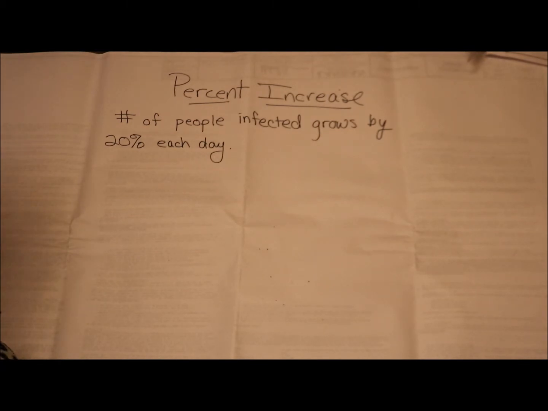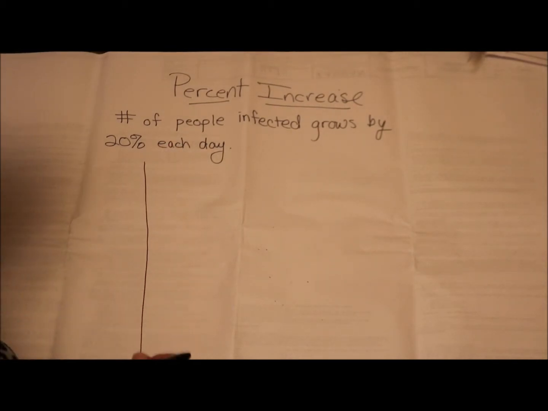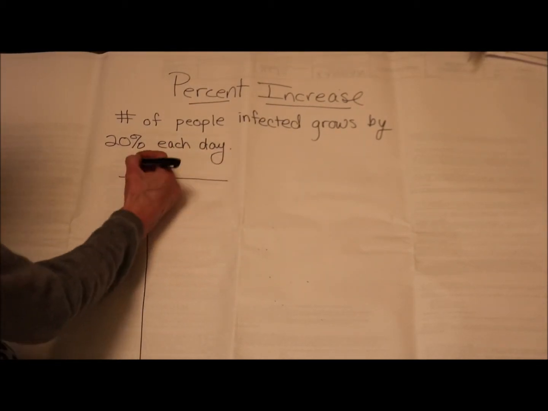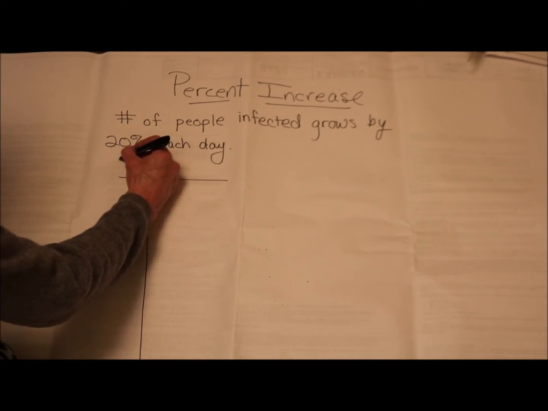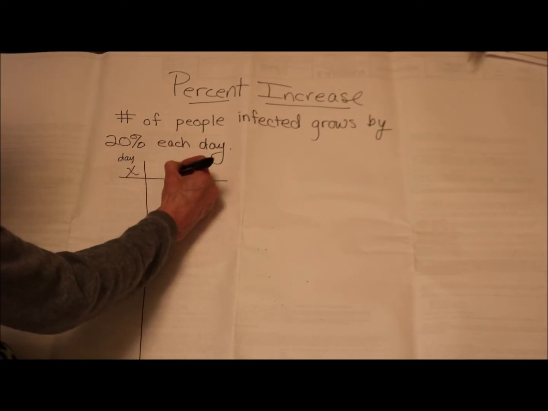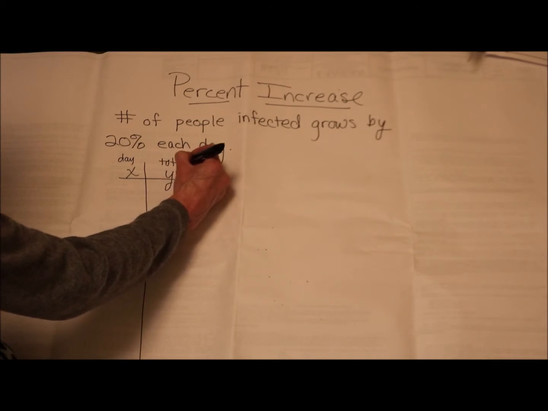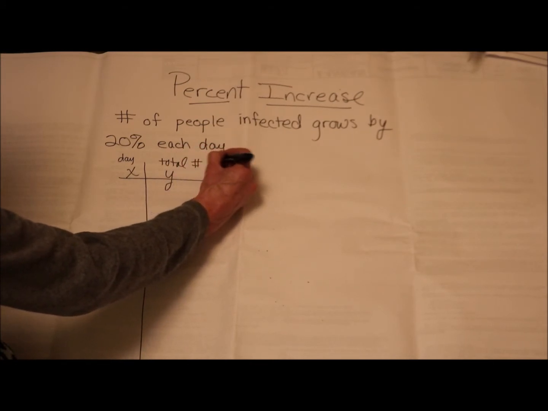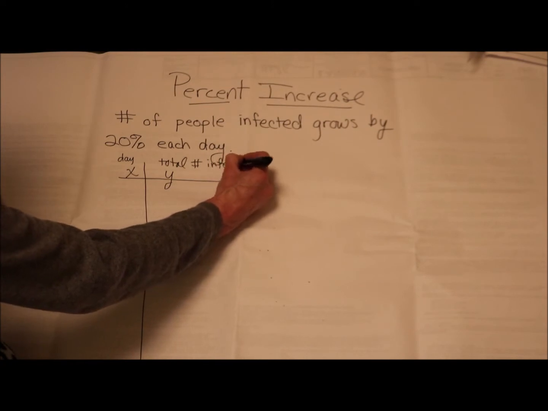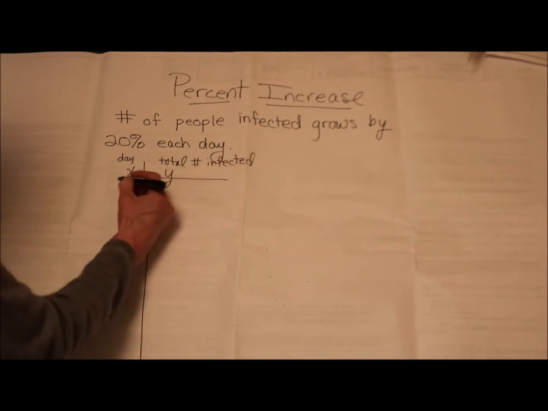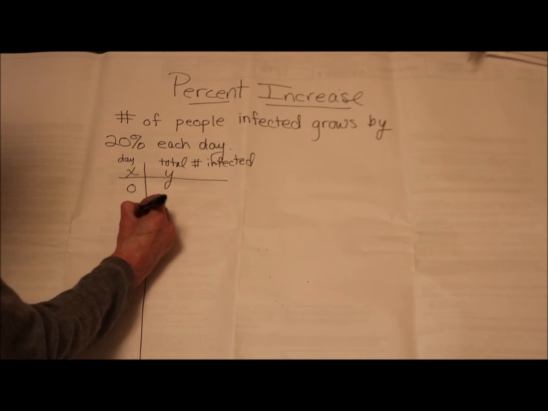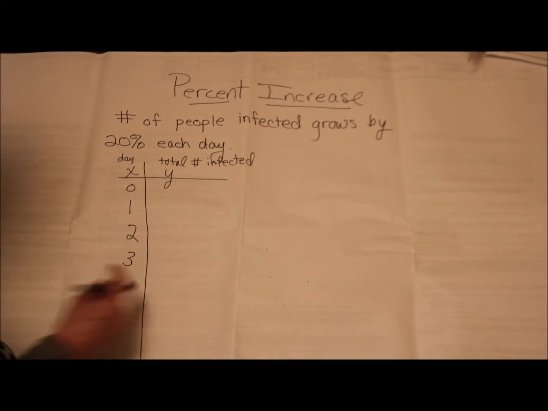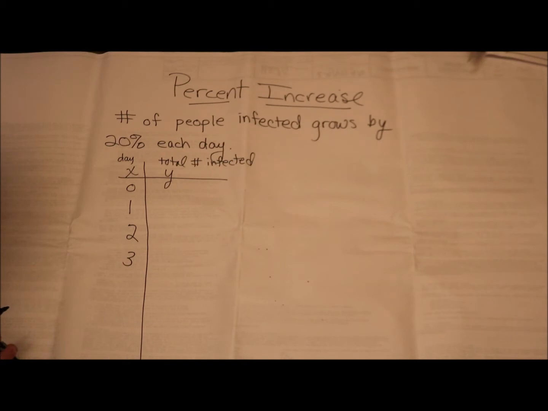I'm just making this up, okay? So let's see how we would figure out how many people in all would be infected each day. I just want to explore this and then we'll talk about some shortcuts. So let's say X is my number of days, and Y is my total number of people infected as the days go by, okay? So here's day 0, our starting point. Let's do a few of these days, and then we'll see what kind of shortcut.